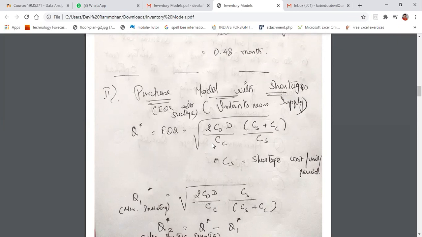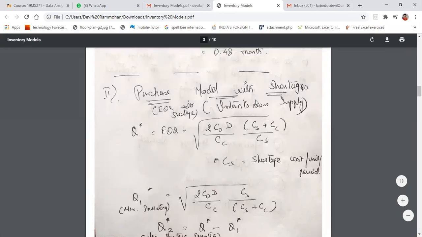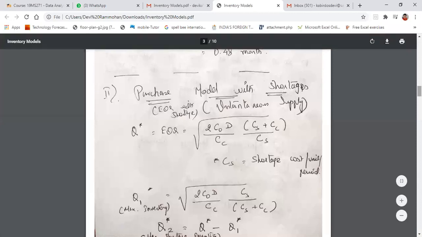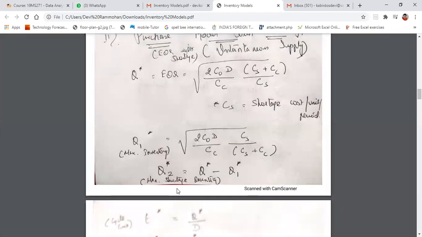Here we are going to study EOQ with shortage. When we say with shortage, there is one item you need to understand, that is the shortage cost. So what would be the cost if there is a shortage per unit? Here I would have given you various items like Q1, Q2. Everything has its significant meaning, which you must understand when we are studying this.